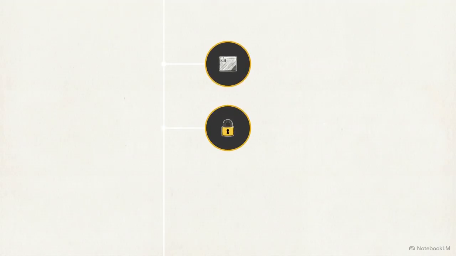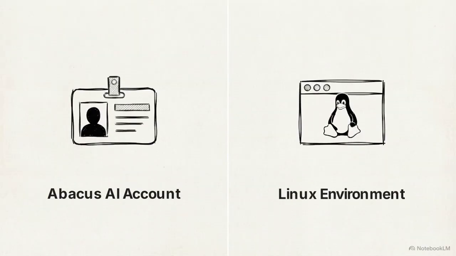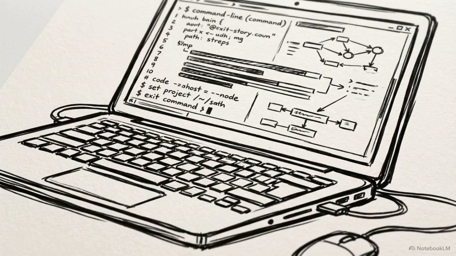To achieve this, we are going to complete 3 specific steps today: installing the Command Line Interface, or CLI, authenticating your account, and running your first automated file organization task. Before typing any commands, you need 2 things ready to go. First, an active Abacus AI account. Second, a Linux environment. If you are using a Chromebook, you will need to ensure Linux is enabled.